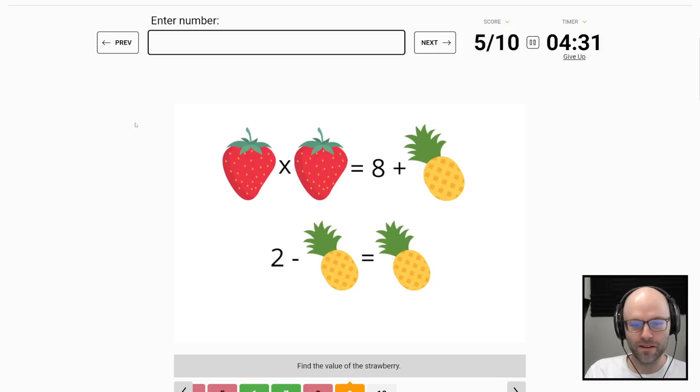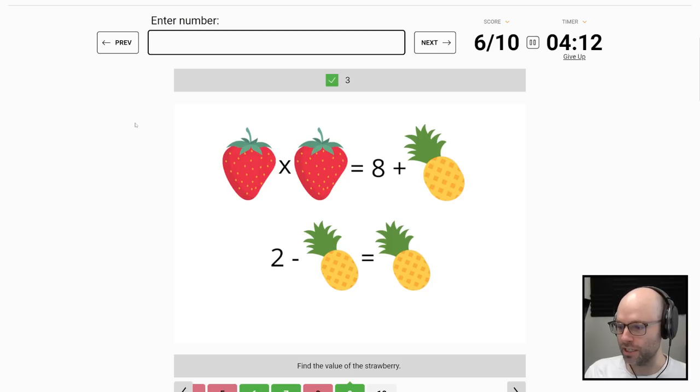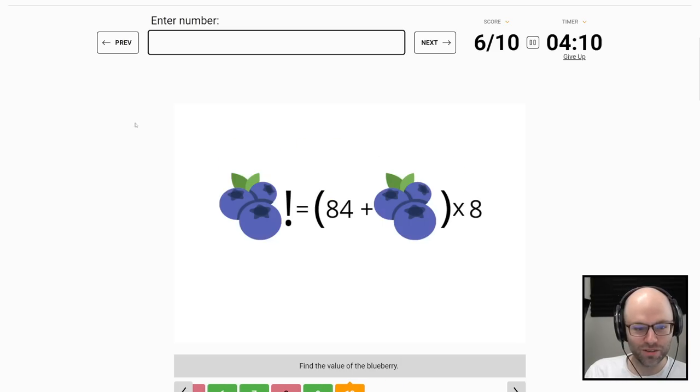I was half right. Strawberry times strawberry equals 8 plus pineapple. 2 minus pineapple equals pineapple. Pineapple equals 1, which means strawberry equals 3. He's a genius. He's a genius.